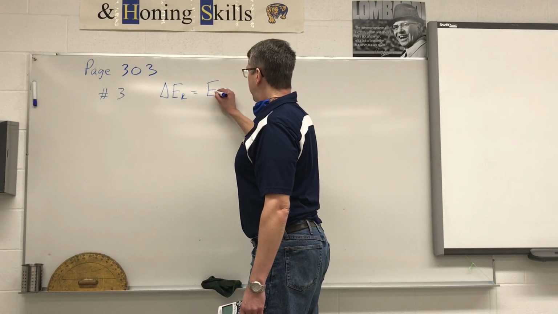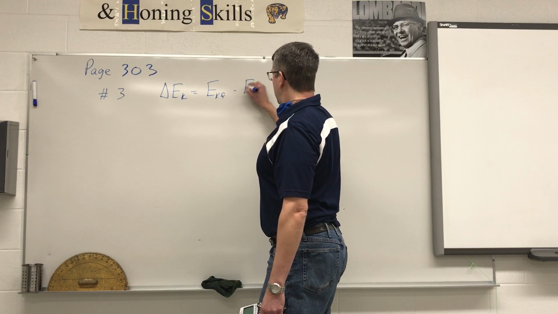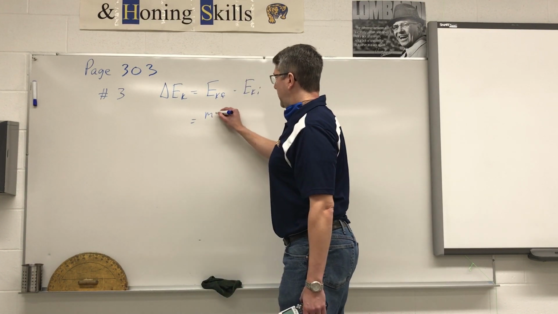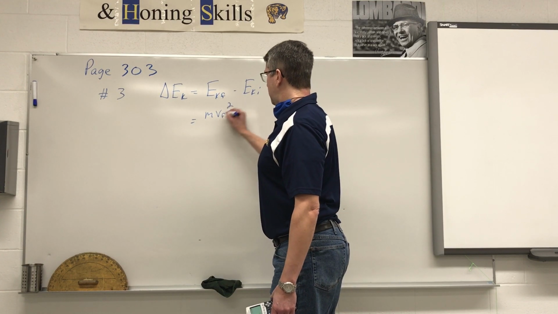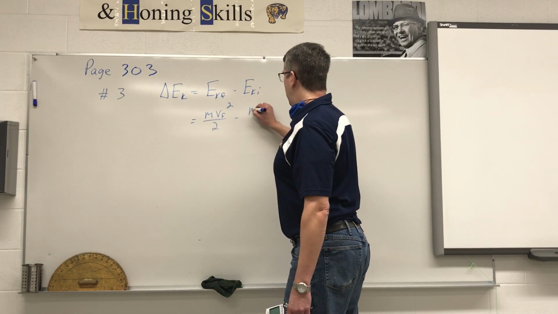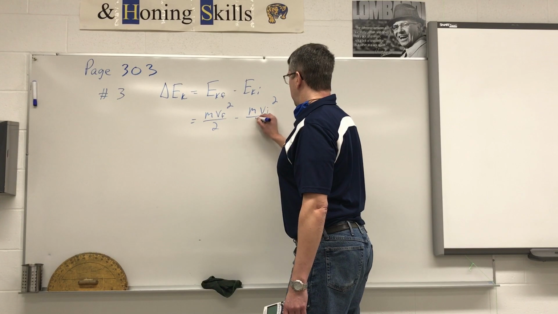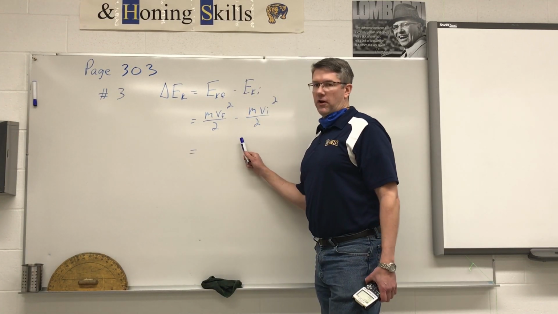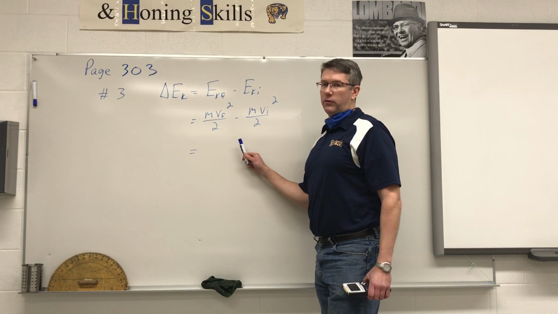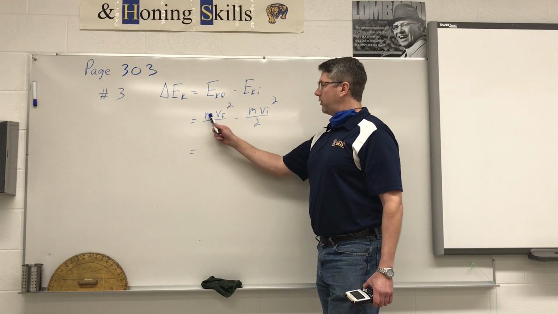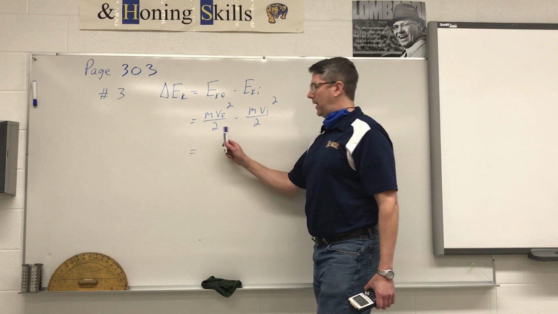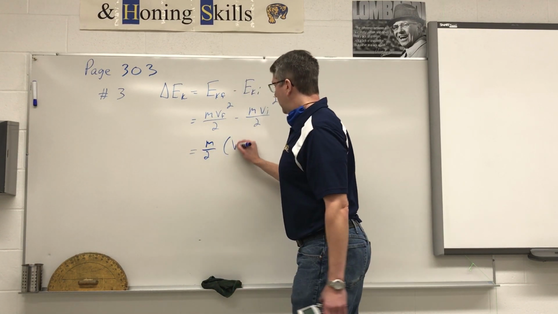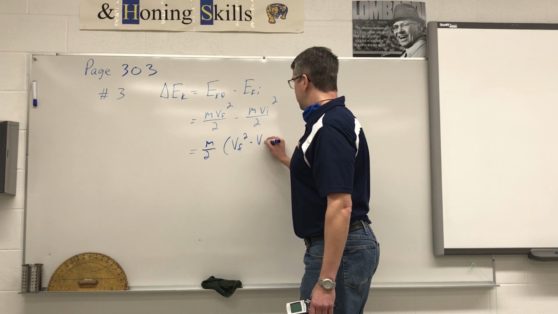That's going to be the final kinetic energy minus the initial kinetic energy. So the mass doesn't change, so we have mv final squared divided by 2 minus mv initial squared divided by 2. Now, in this case, I'm going to start off by factoring. Now, you have to be careful when you factor these. We're going to divide both of them by m and factor out the 2 as well. So we're going to have m divided by 2, and we're going to have v final squared minus v initial squared.